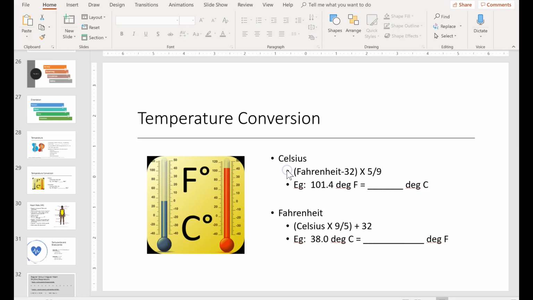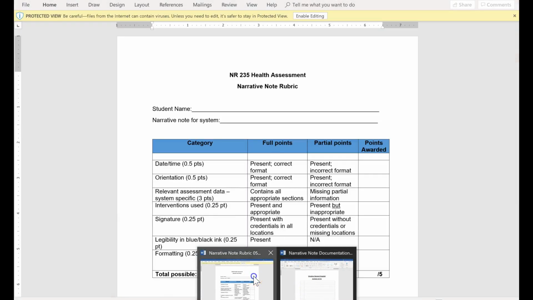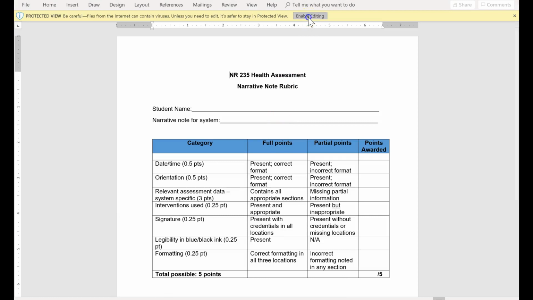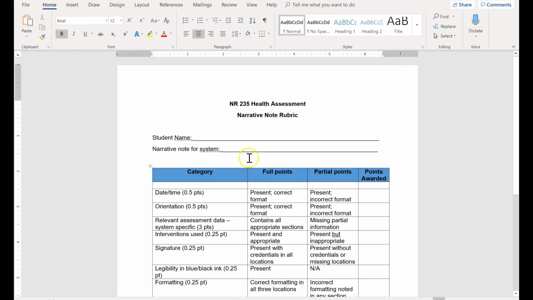So now let's move on and write a sample narrative note quickly. First, let's talk about our narrative note rubric. This is a documentation piece. When you turn this in, this will be stapled to the front of your assignment. I want you to write your name and the system for which you're doing it. The first one is vital signs, so you'll write vital signs here. Next, date and time. I want it present in the correct format. Remember, that's the date and the time written in military time. For right now, it's 14:59.